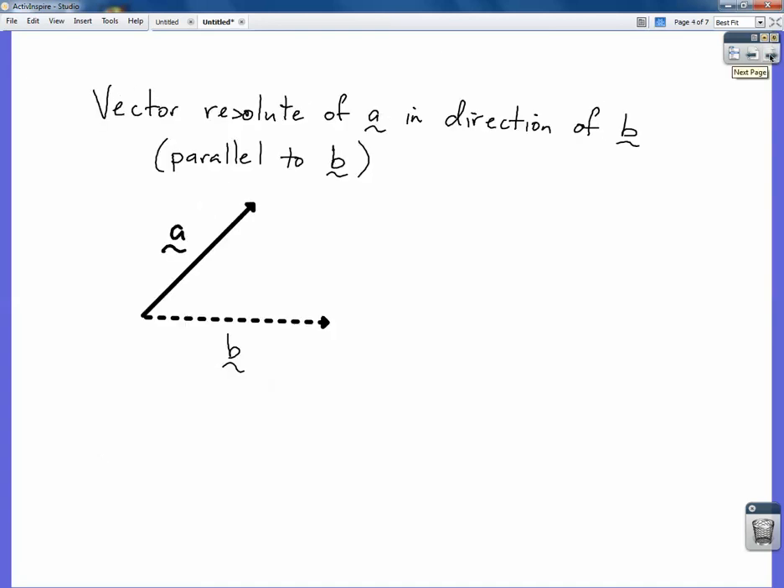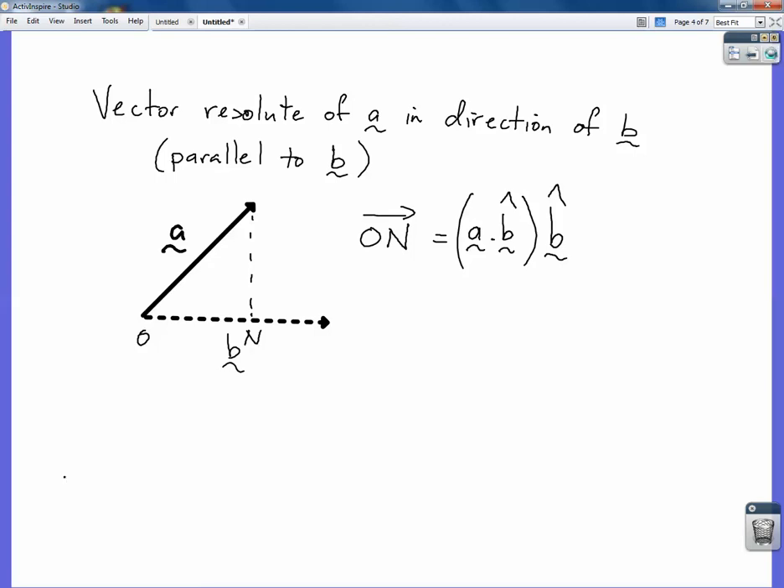Now we're looking for a vector resolute in that same direction. We've already said that the magnitude from O to N is A dot B hat, with B hat the unit vector in the B direction. Now we're just multiplying that scalar number by a unit vector in the B direction.